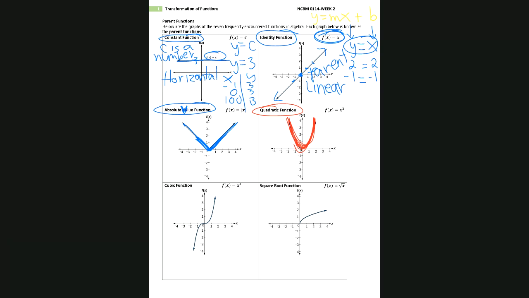Now for the absolute value function, we have arrows on both ends indicating that the graph keeps going and going. The same applies to the quadratic function. For both of them, the domain, which is the x values that the function can take, is all real numbers.